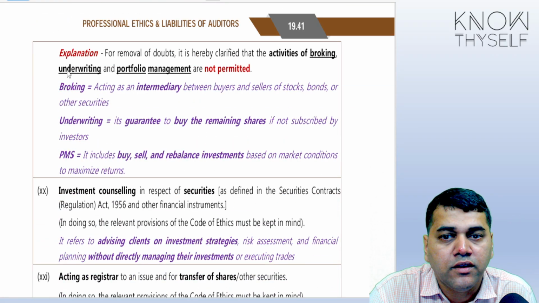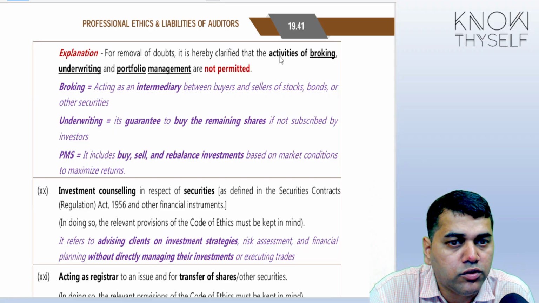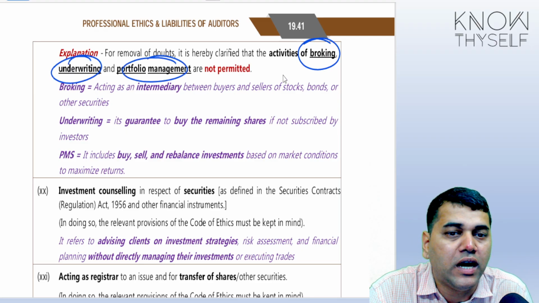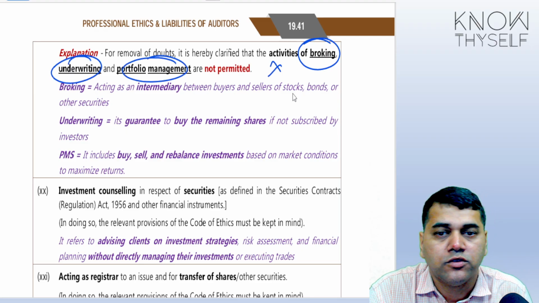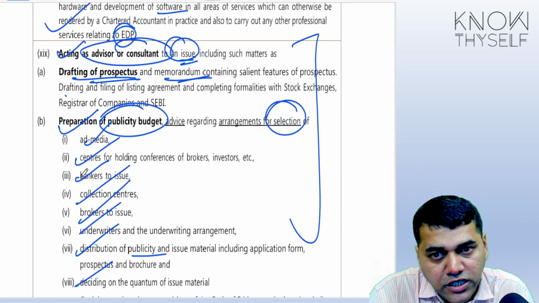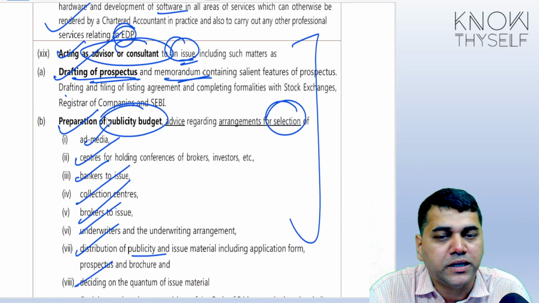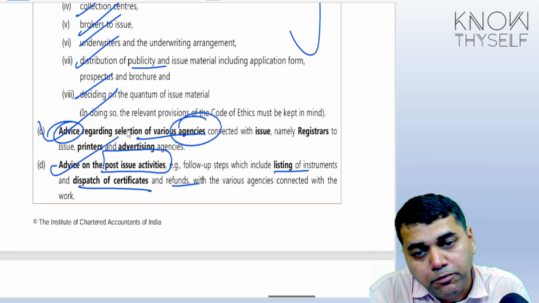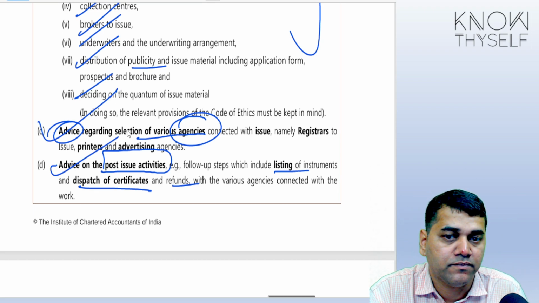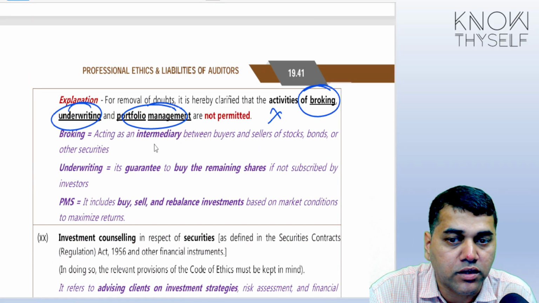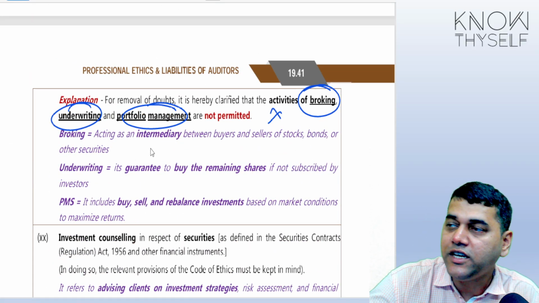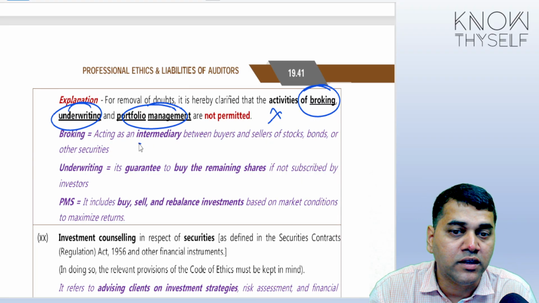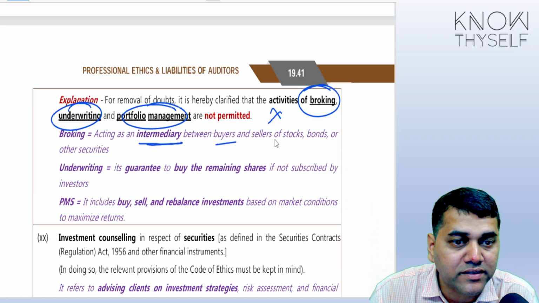Okay, here an explanation has been given. For the removal of doubt, they clarified that activities of broking, underwriting and portfolio management are not permitted. So as an advisor to the issue, you can help to draft the prospectus, prepare the budget, help to appoint the agencies and help on post-issue activities. But you cannot yourself become a broker, because left and right you may start selling and you may bring disrepute to the organization, because a broker is the one who is acting as an intermediary between buyers and sellers.